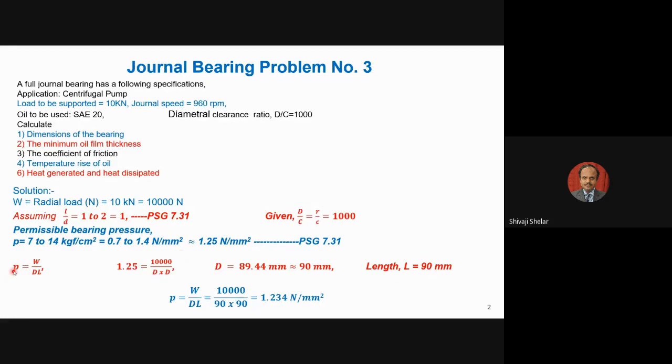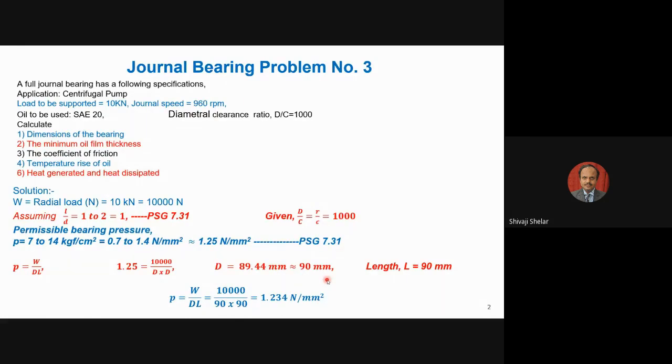Now, as per the formula, bearing pressure P is equal to W upon D into L. Here we have L by D equal to 1, so L is also equal to D. We know the value of P, that is 1.25, and W is 10,000. From this we can determine the approximate diameter of our journal. So the journal diameter D is equal to 89.44 millimeter, which we approximate to 90 mm.